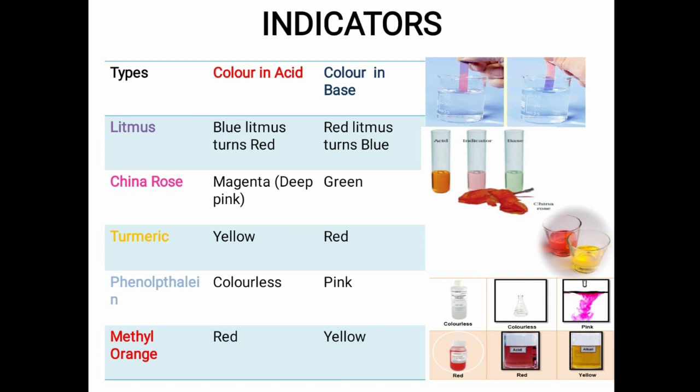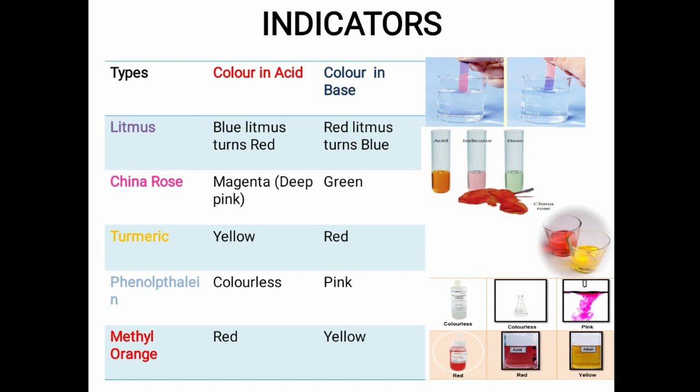China rose is a light pink colored solution which is extracted from the red flowers of the China rose plant. It turns its color into magenta or deep pink when dipped in acidic solution and turns green in basic solution. Turmeric is another natural indicator which retains its yellow color in acidic solution and becomes red in basic solution.